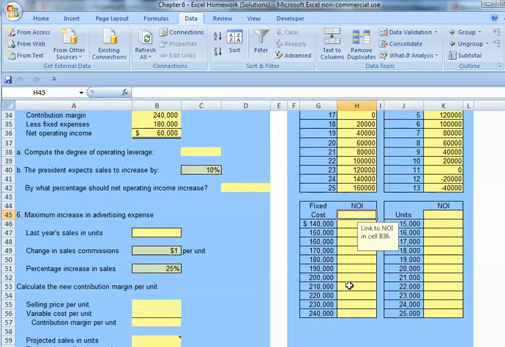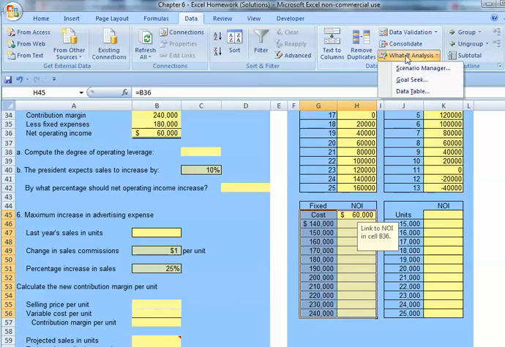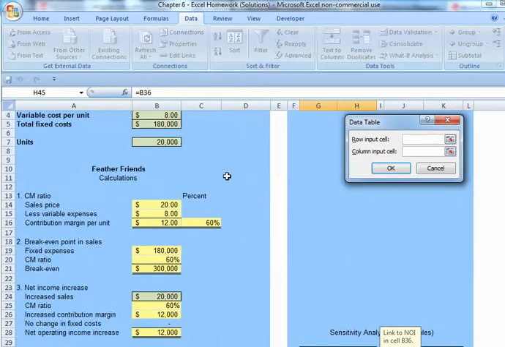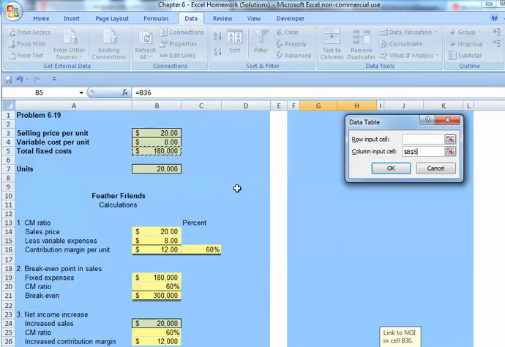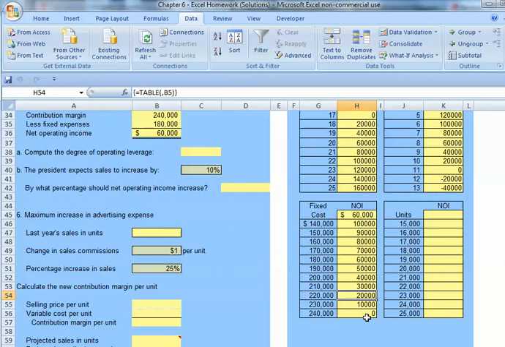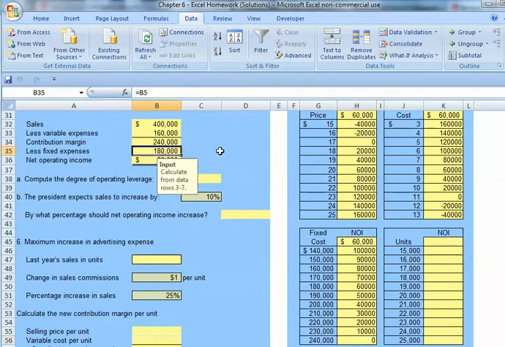Let's look and see how our fixed cost will impact our break-even. Again, let's pick up our net operating income, highlight our net operating income and our fixed cost inputs, Data, What If, Data Tables, again columns. We want to take this fixed cost and substitute that in cell B5. And we can see, based on this, our break-even would occur at a fixed cost of $240,000, which is to be expected since that's our current contribution margin.